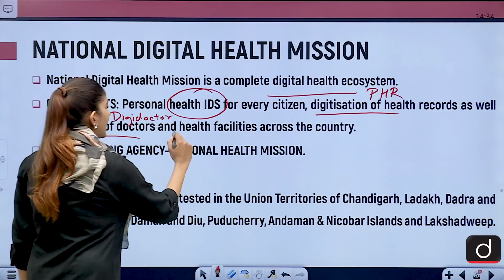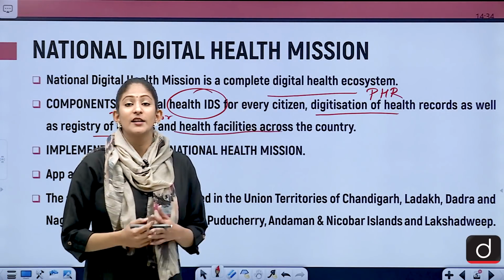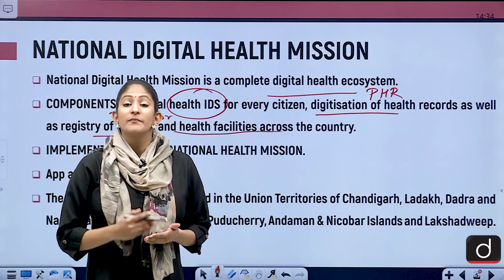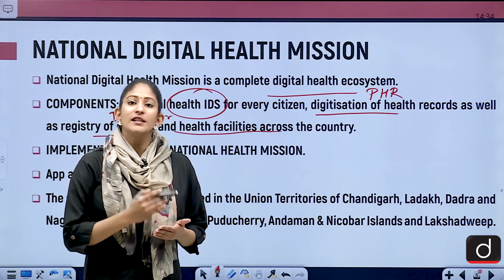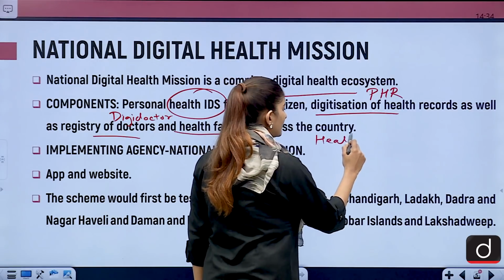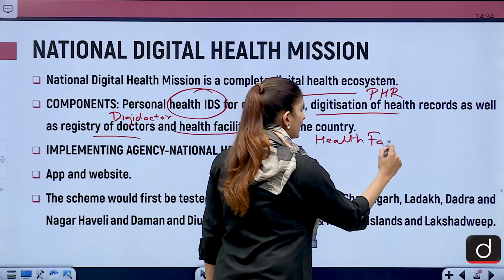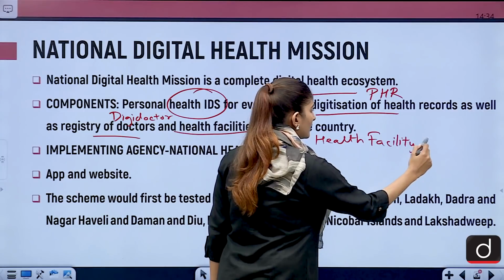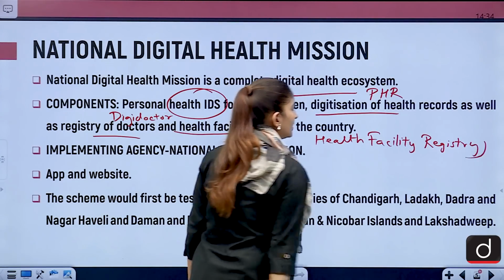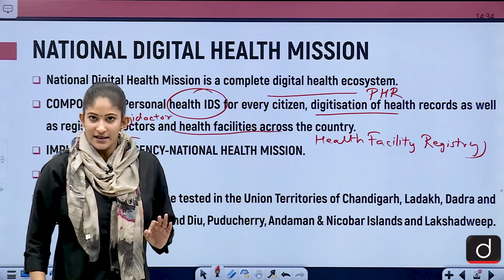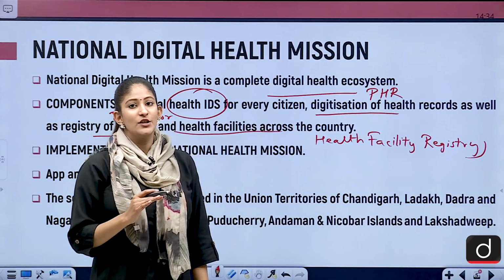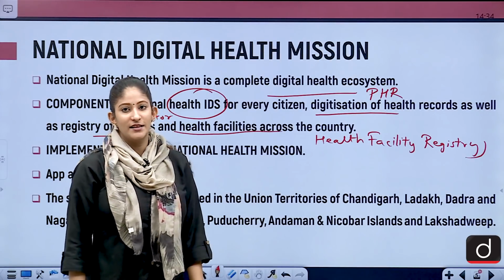Then comes health facilities across the country. That means pharmacies, diagnostic laboratories, state hospitals, insurance companies. These all will also be included here. That means health facility registry. So you have to keep these four facilities in mind. First is health IDs, second is personal health records, third is DigiDoctor, and then comes health facility registry.